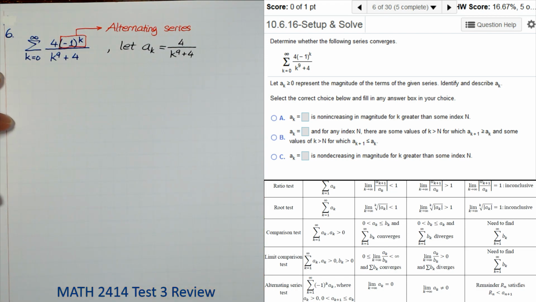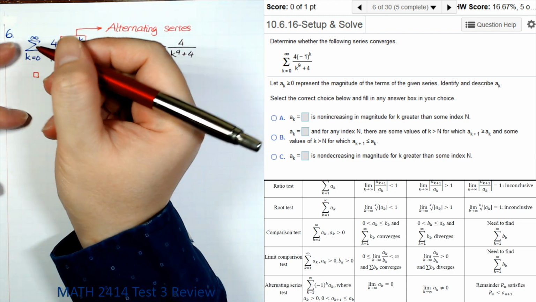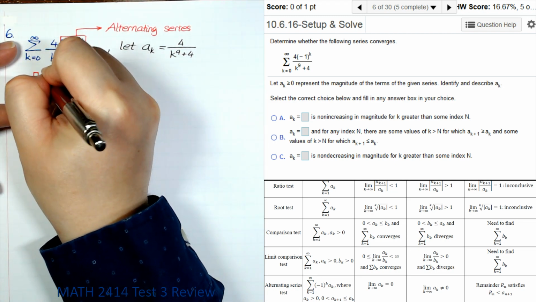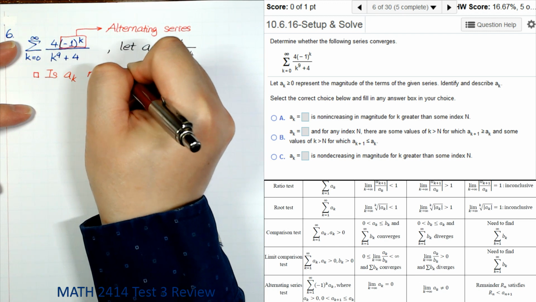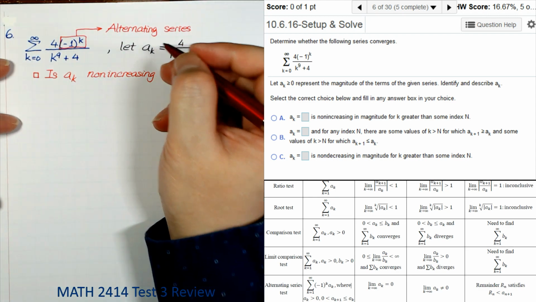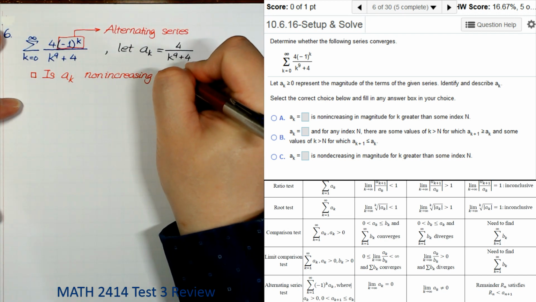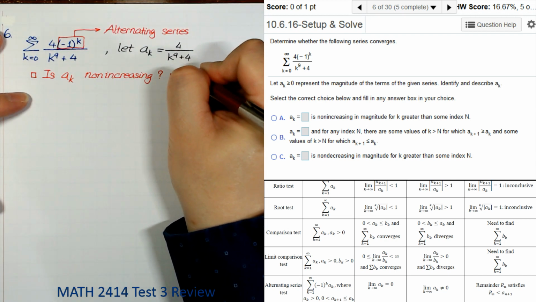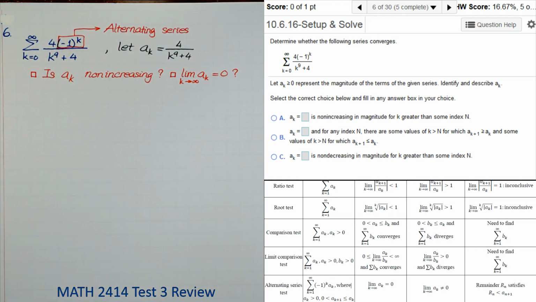So for the alternating series, we're going to check two boxes to make sure it works. First, is a sub k non-increasing? And the second box is, what is the limit as k goes to infinity of a sub k? Is that equal to 0? So we're going to check to see if both of these criteria are satisfied or not.